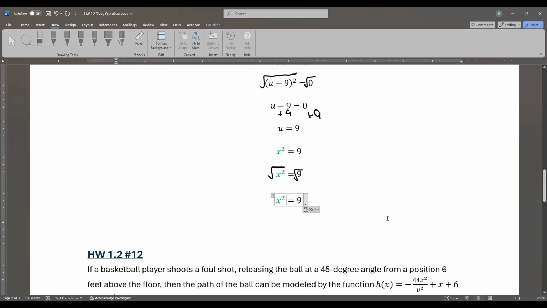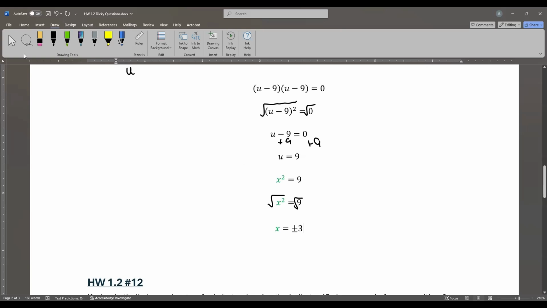So when I take the square root, I'm going to get x is equal to actually plus and minus 3. Because when I take the square root, I technically have a positive and negative answer. But the reason why it doesn't matter over here is because if I do square root of 0 plus minus, that's still just 0, right?